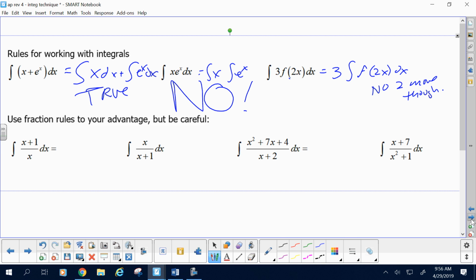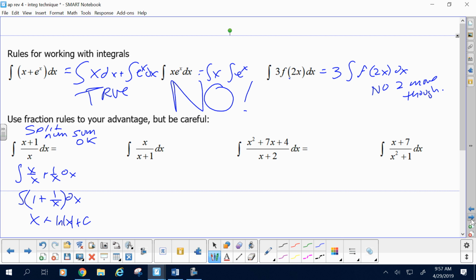All right. This also goes to make your life easy, technique kind of questions. If I gave you this integral, how would you do it? Yeah, split it up into x over x plus 1 over x. You can split a sum in the numerator. Split numerator sum, that is allowed, and that does make your life easier. What's the antiderivative of 1 with respect to x? X. And what's the antiderivative of 1 over x with respect to x? Natural log of the absolute value.